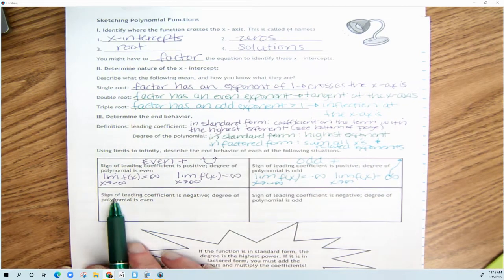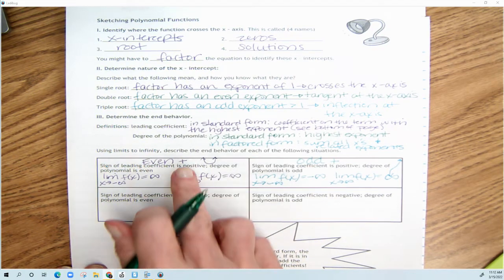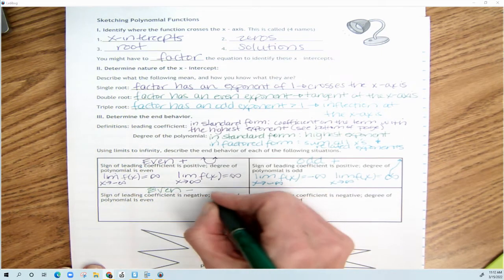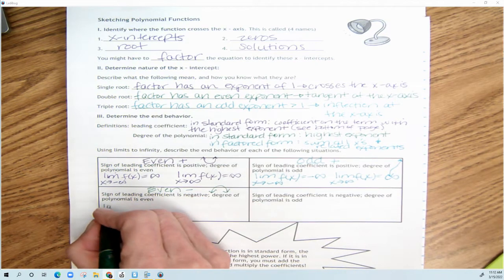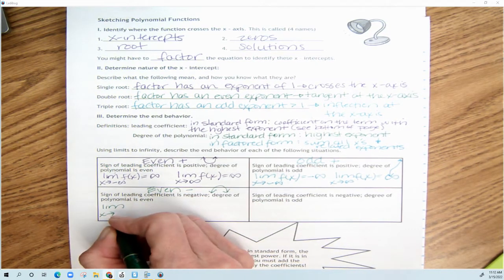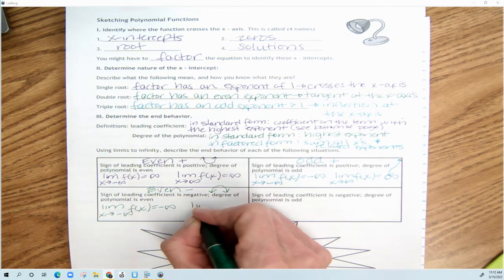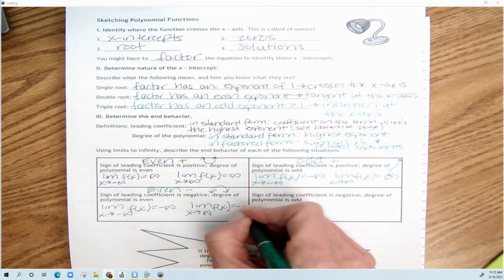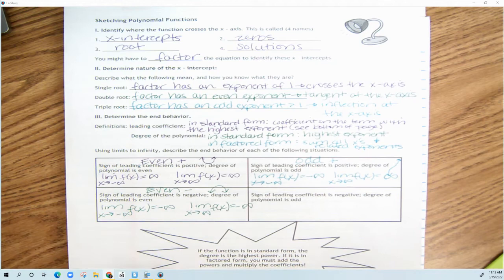So if the sign of the leading coefficient is negative, but the degree is even, then it's the opposite of the one above it, and it is even negative, which means it goes down on both ends. So to write that in terms of limits, the limit as x goes to negative infinity of f of x is negative infinity, and the limit as x goes to infinity of f of x is negative infinity. It goes down on both ends. On the left it goes down, on the right it goes down.